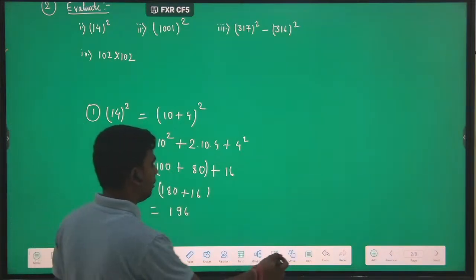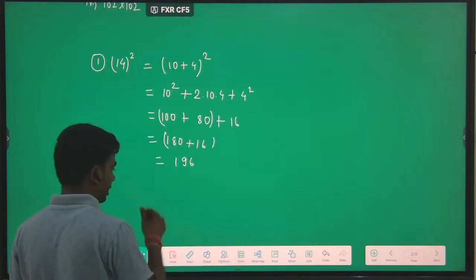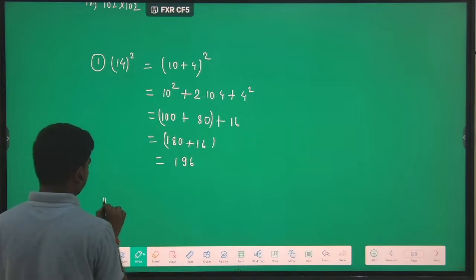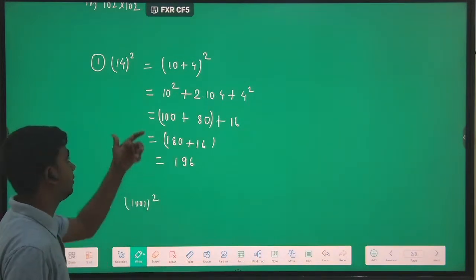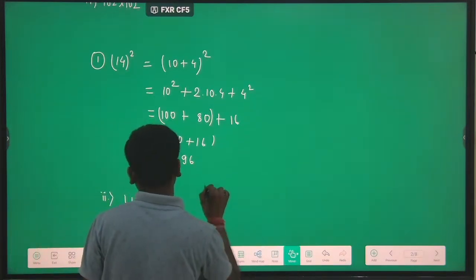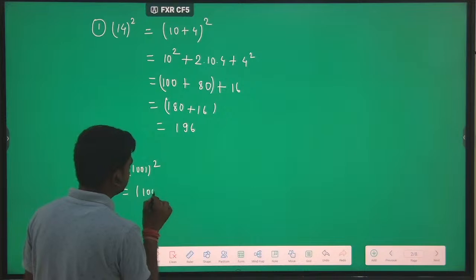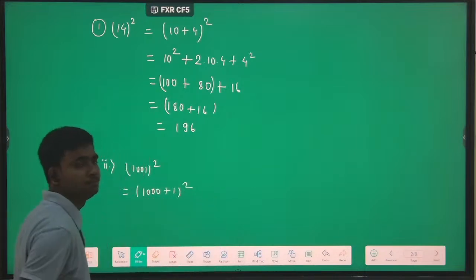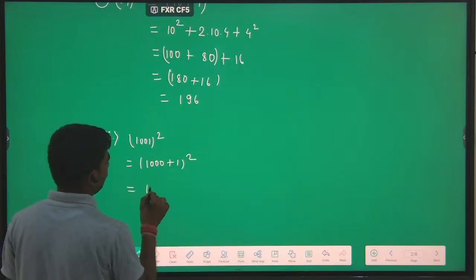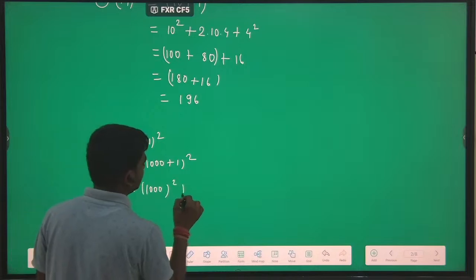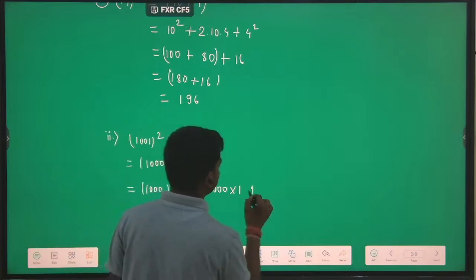Okay. Now our second question is 1001 to the power 2. What is the value of 1001 to the power 2? We will solve this question like our first question. So 1001 to the power 2 will be 1000 plus 1 to the power 2. Okay. So it will be equal to 1000 square plus 2 into 1000 into 1 plus 1 square.